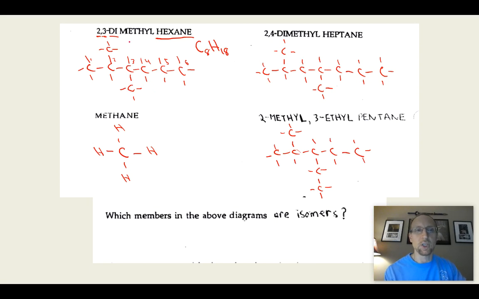Right? You can even, if you want, just add up your prefixes. So di means there's 2 of them, 2 methyls, that's 2 carbons, plus a hex, 6. 6 plus 2 is 8. Right? So that gives us C8. And if we know our n, you can figure out your hydrogens using your general formulas.